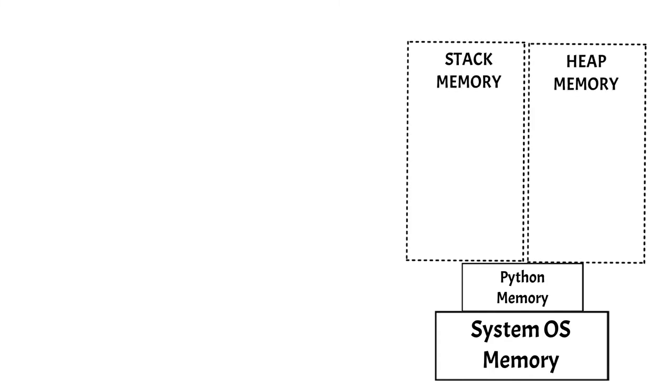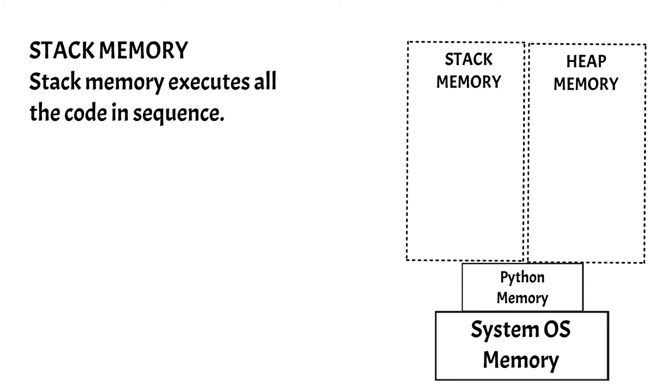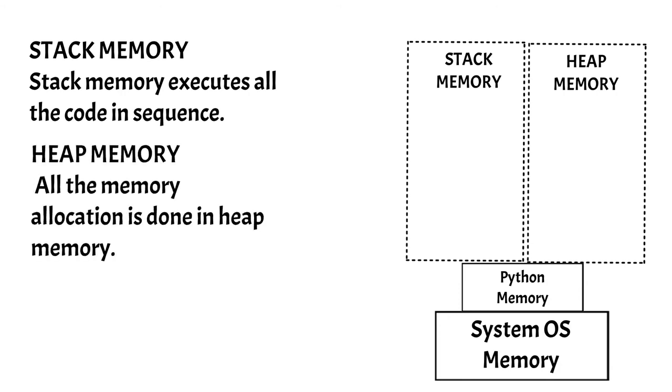Now let us understand what is stack memory and heap memory. The stack memory executes all the code blocks like functions, classes, or any line of code written in a Python source code. On the other hand, all the memory allocation is done in the heap memory. So say for example, if you have created a variable a and assigned it with value 10, then the value, which is an integer object, will get created in the heap memory, and the reference of that object, which is a, will be stored in the stack memory.